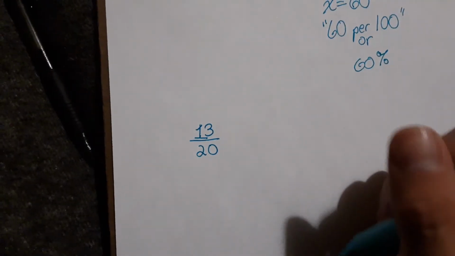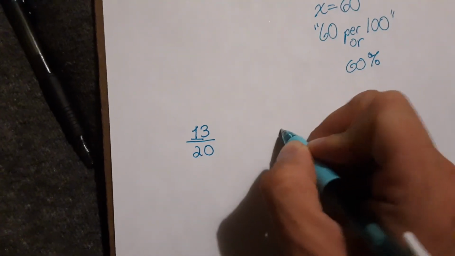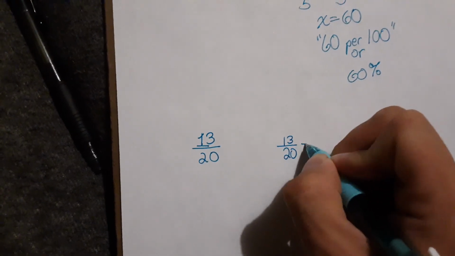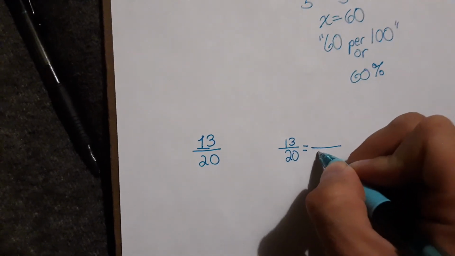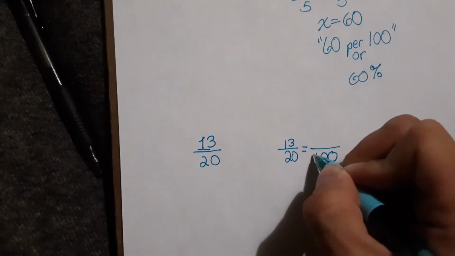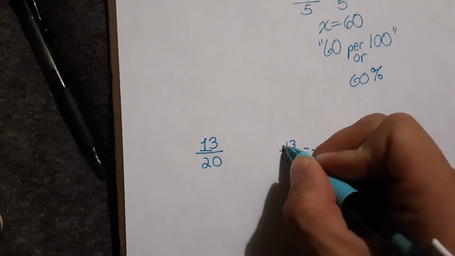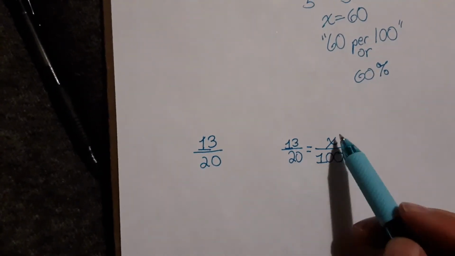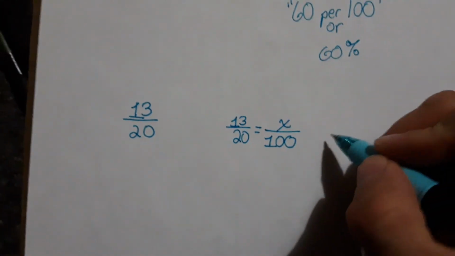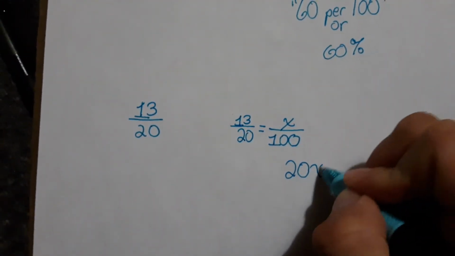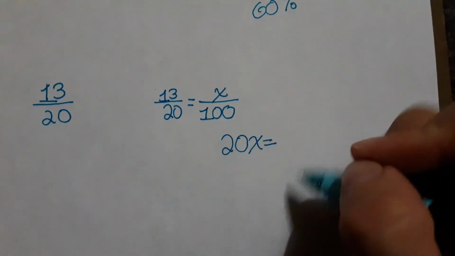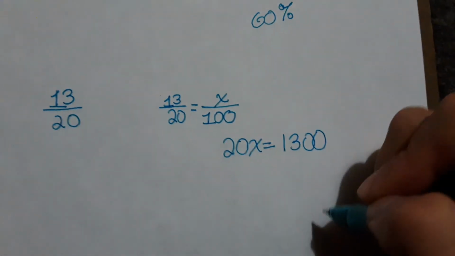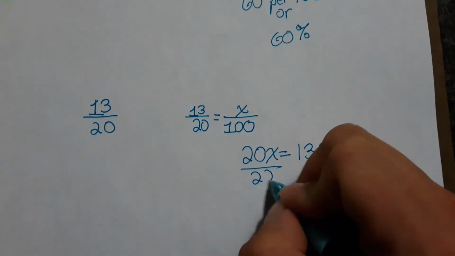So 13 over 20, I'm going to set it equal to a fraction, here we go, over 100. For some reason my brain keeps wanting to say that. Okay, so then I'm going to cross multiply these. So I'm going to get 20x is equal to 13 times 100, which is 1300. Okay, to find x, I'm going to divide both sides by 20.